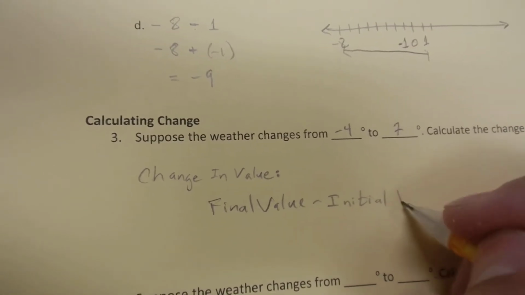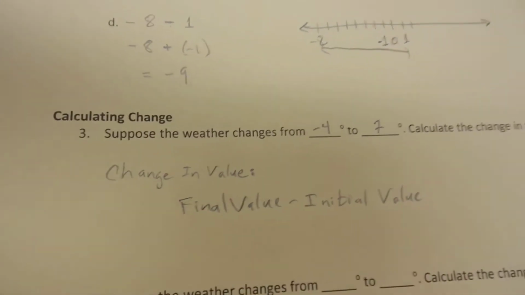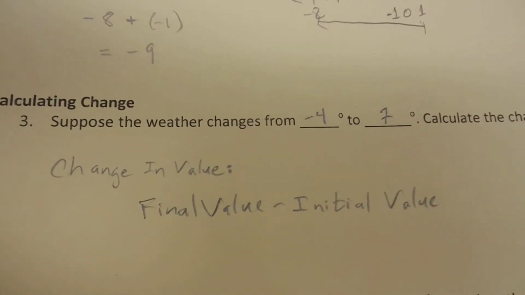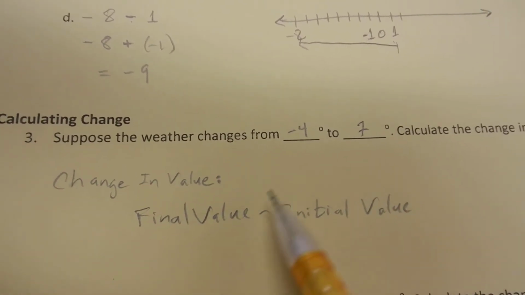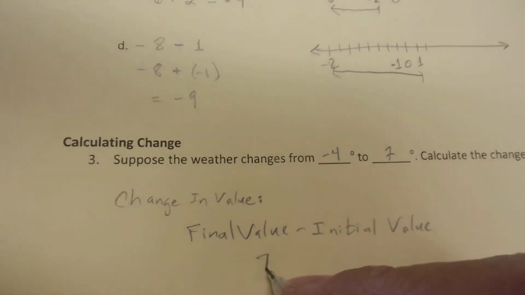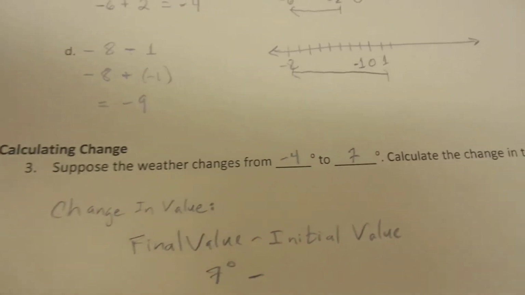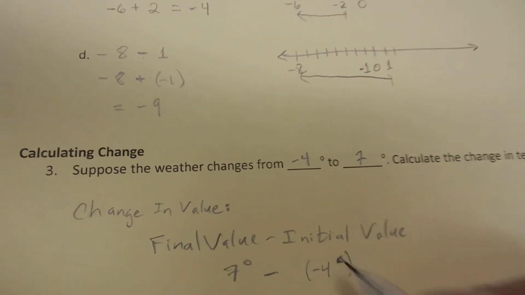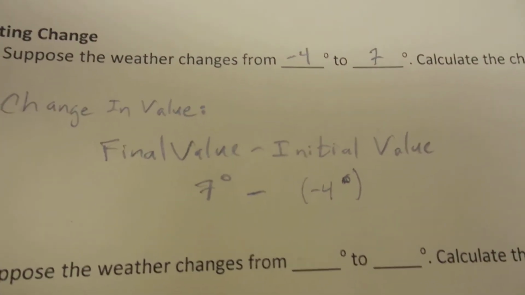And this calculation will always give us the correct amount of change and in which direction. Let me show you what I mean. The final value here is 7 degrees minus -4 degrees.